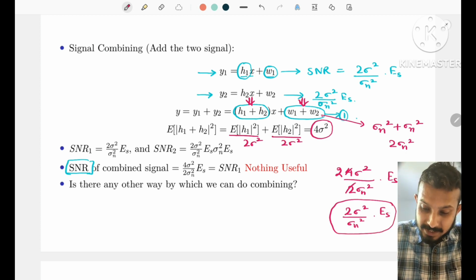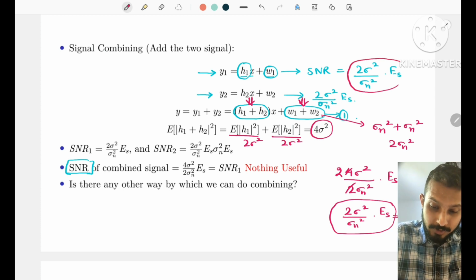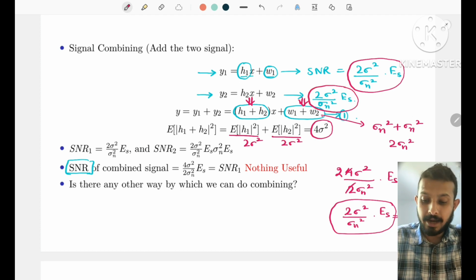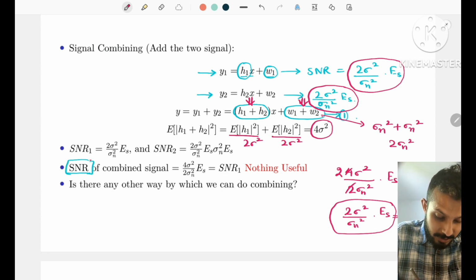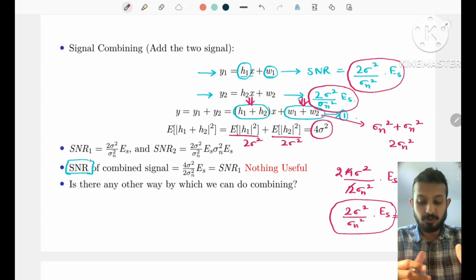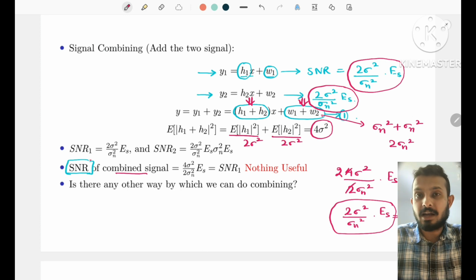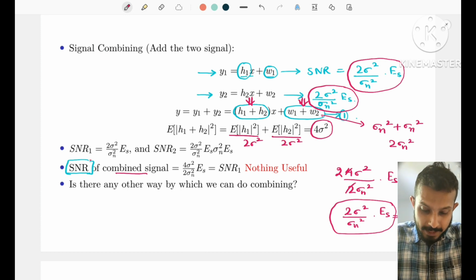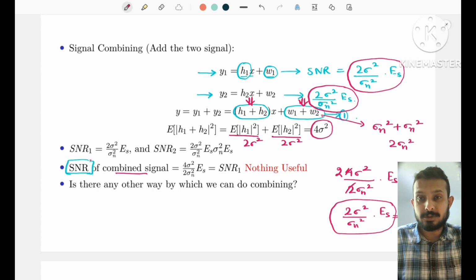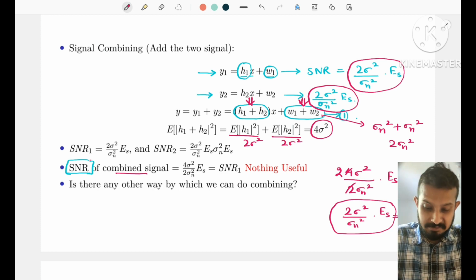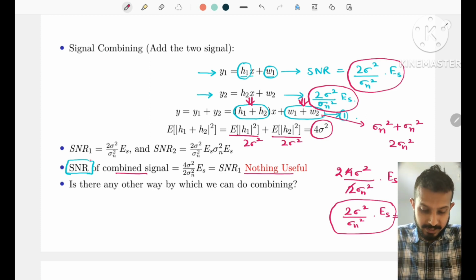But if you look at this SNR of the combined signal, it is exactly equal to the SNR of the first antenna and the SNR of the second antenna. So that means when you directly add the two signals, you do not gain anything, because the SNR of the combined signal is exactly the same as the SNR of the first antenna or the SNR of the second antenna. So just directly adding the two signals, we do not gain anything. This is nothing useful to us, so we cannot directly add the two signals.